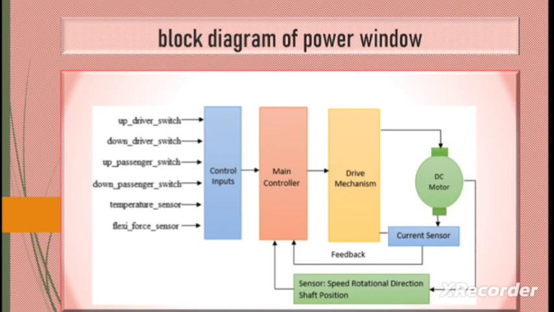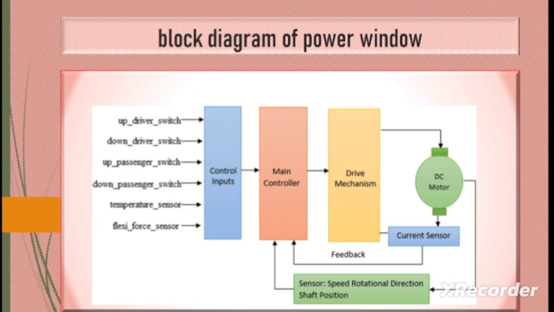Motor feedback can include sensors such as Hall sensors, encoders, and current sensors. The sensor for shaft rotation direction is a component of the motor feedback system. It typically consists of Hall sensors and encoders that detect the direction of the motor shaft rotation. This information is used by the main controller to detect the motor speed and direction of rotation, and to ensure that the window is moving in the intended direction.